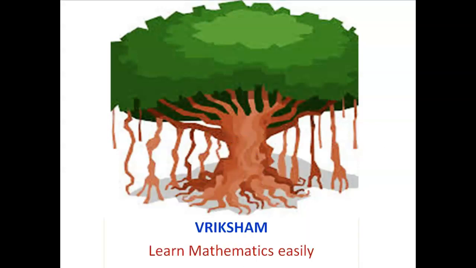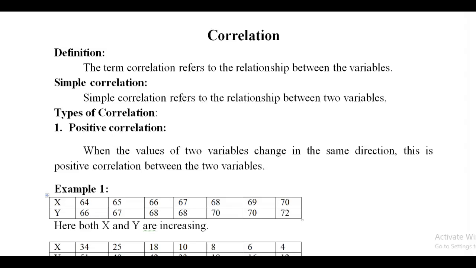Learn mathematics easily. In this video, we are going to discuss correlation. What is meant by correlation? The definition says that the term correlation refers to the relationship between two variables. Here we are going to study the relationship between the two variables, whether they are related to one another or there is no relation or there is a negative relationship between them.